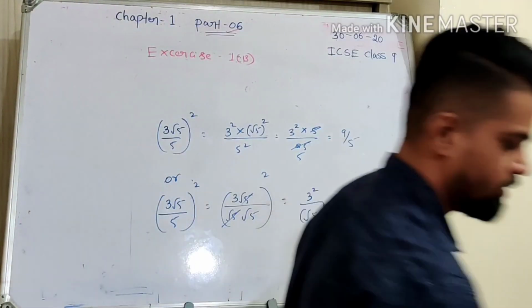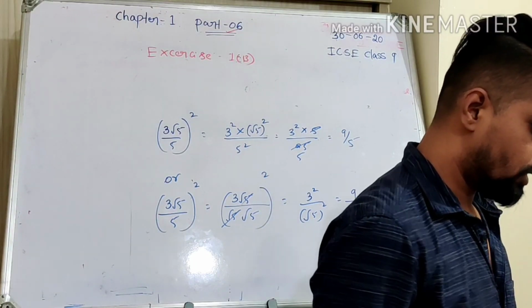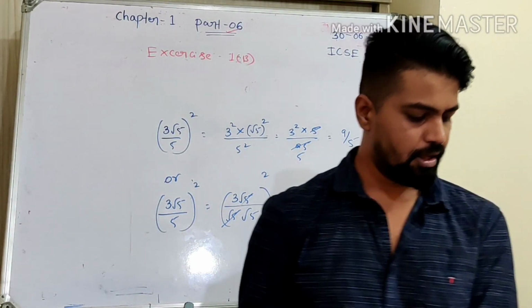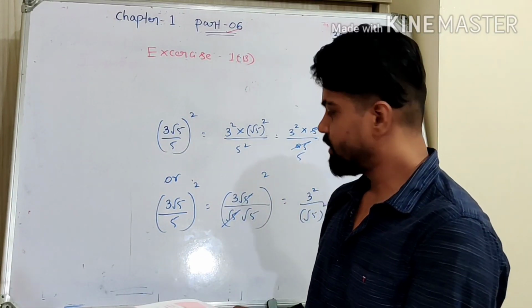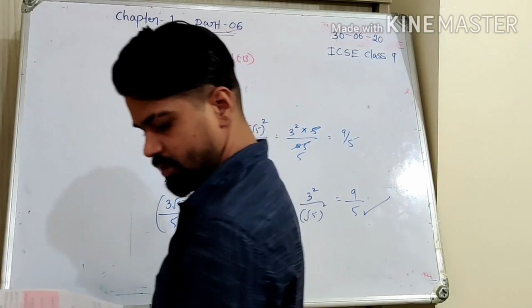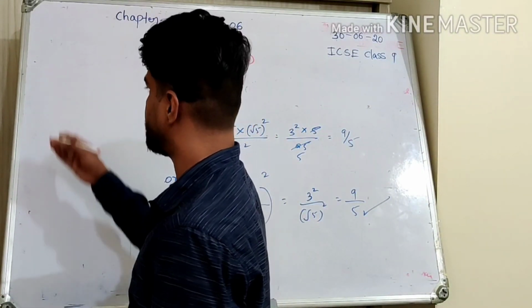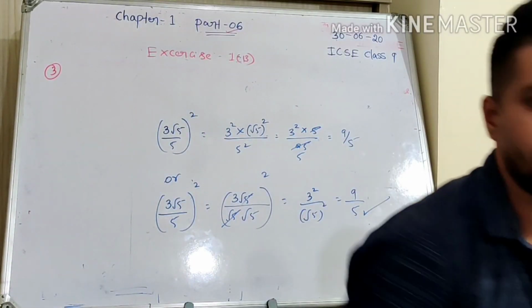So again, the remaining 3 questions, you can square them yourself using the (a + b) whole square and (a - b) whole square formulas. Now question number 3. State whether it is true or false. These are true or false type of questions.